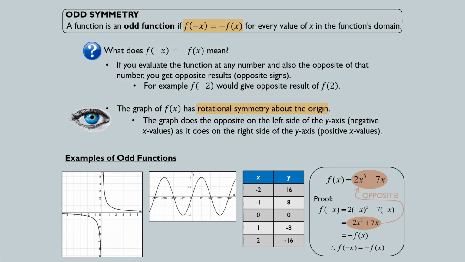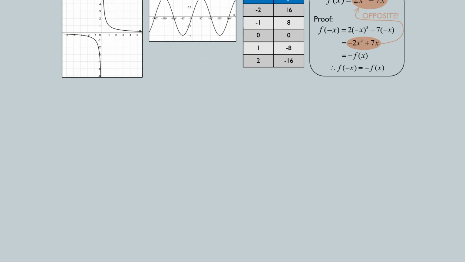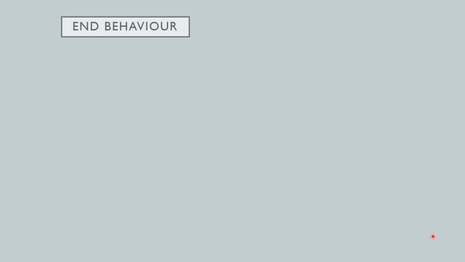One last thing to talk about, and that is the idea of something called end behavior. And all this is referring to is what a function's graph does at its ends.